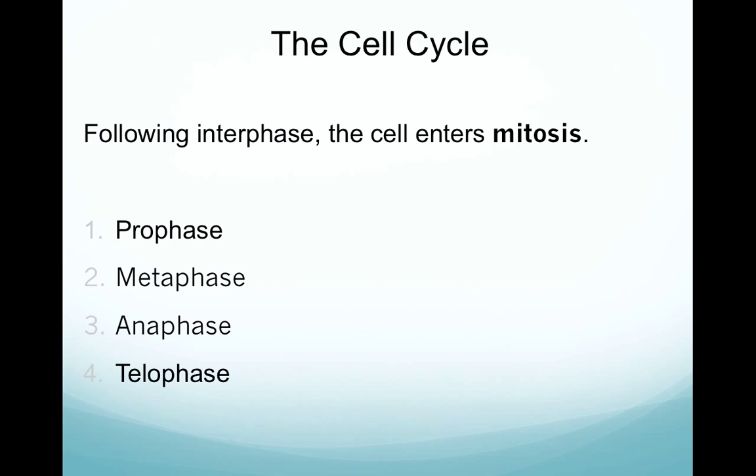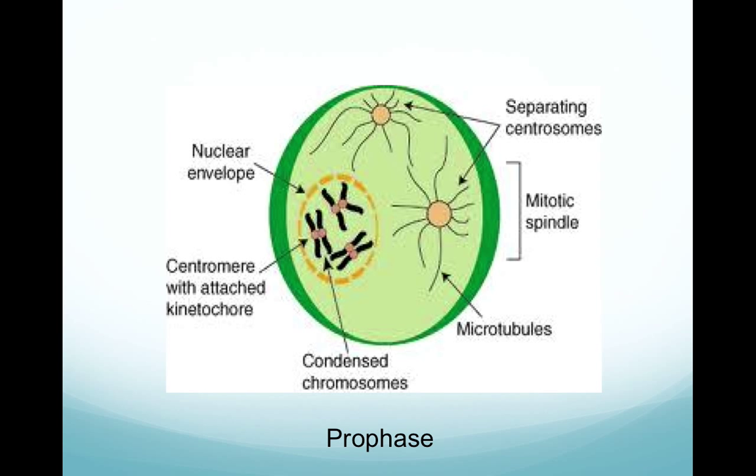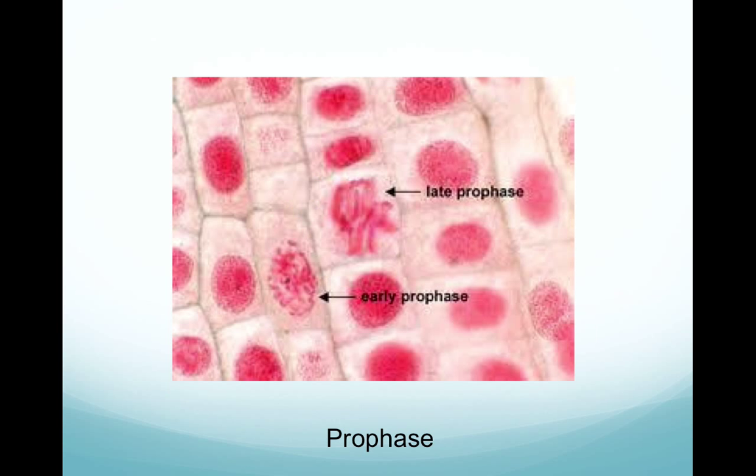Following interphase, the cell enters into mitosis. Mitosis is divided into 4 phases: prophase, metaphase, anaphase, and telophase. During prophase, the chromosomes have already duplicated and are composed of 2 sister chromatids that are held together at a centromere. Microtubules form and grow and ultimately form the spindle, where they radiate out from opposite ends or poles of the cell. The nucleolus disappears and the nuclear envelope fragments.